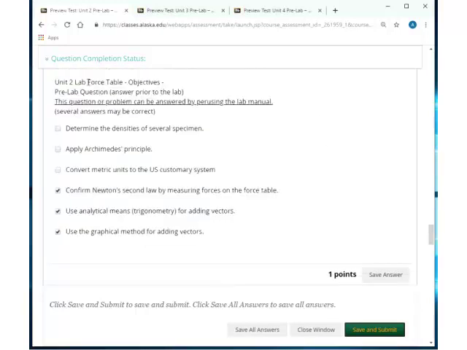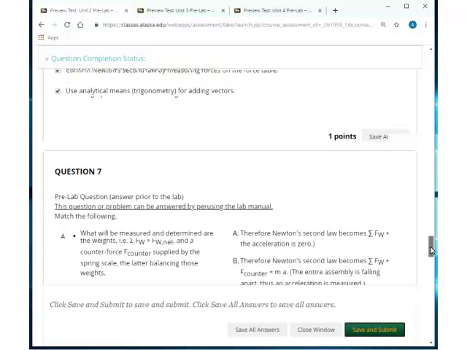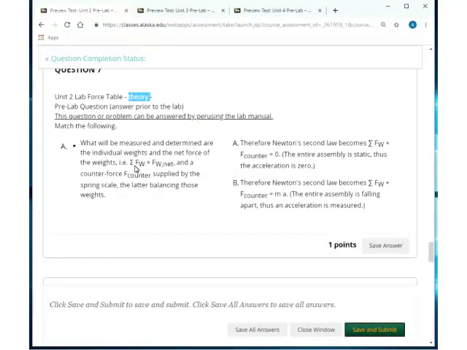For the force table, these are the objectives. Confirm Newton's second law by measuring force on a force table, and the other 2 here. In the theory part, there's Newton's second law. Sum of the forces equals the net force, and W here stands for weight, so all the forces that are acting here are the weights actually.